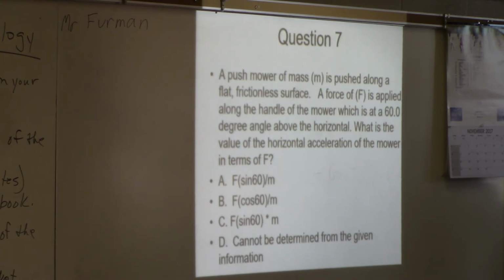We've got some sines and cosines. What do you think that involves? Force operating at an angle. So a push motor of mass M is pushed along a flat frictionless surface. The force of F is applied along the handle of the motor, which is at a 60-degree angle above the horizontal. What is the value of the horizontal acceleration of the motor?